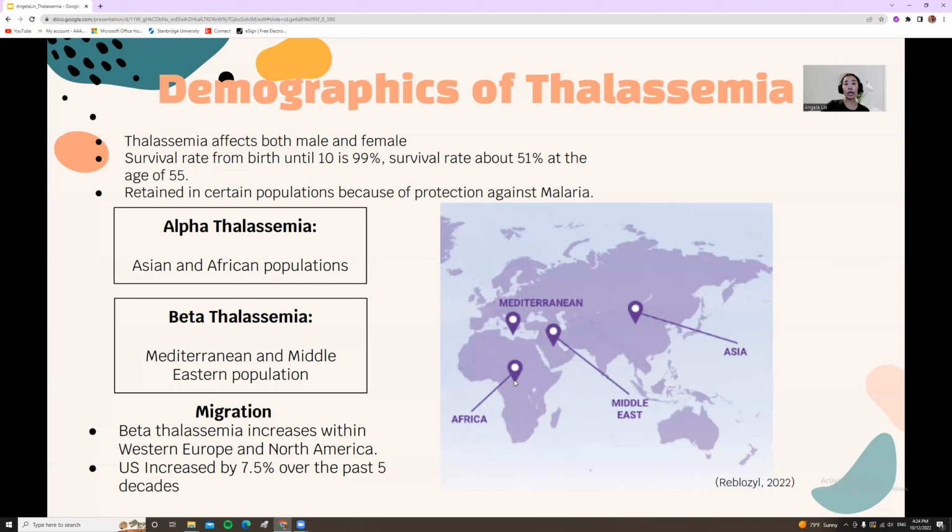According to NIH, alpha thalassemia is prevalent within Asian and African populations, while beta thalassemia is prevalent in Mediterranean and Middle Eastern populations. Due to migration patterns, beta thalassemia is increasingly more common in non-endemic regions, including Western Europe and North America. Specifically, the United States has an increase of about 7.5% over the past 5 decades due to immigration.